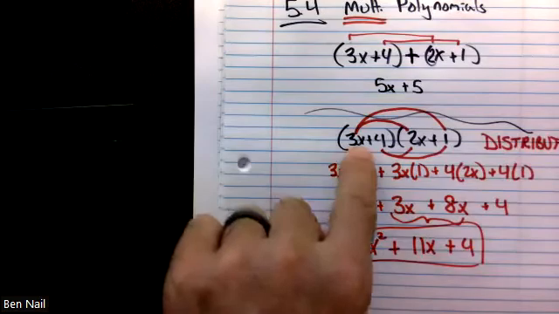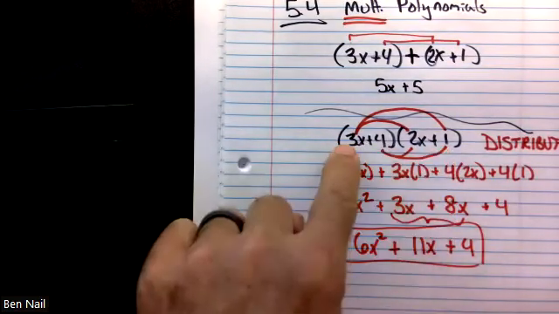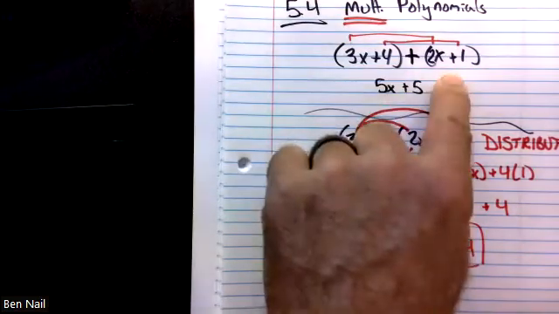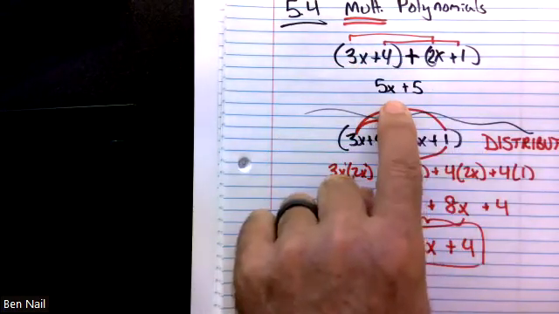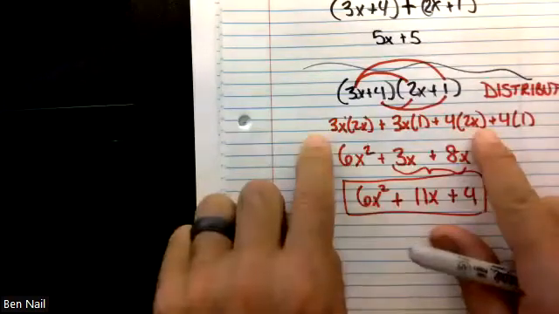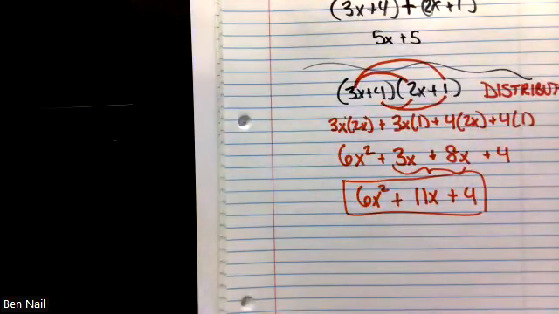So again, same binomials, 3x plus 4 and 2x plus 1. Adding, simple, just combine the like terms, 5x plus 5. Multiplying, a little less simple. A lot more stuff going on. So don't confuse those two operations. Like I said, quite different. Okay, we'll do some more examples.